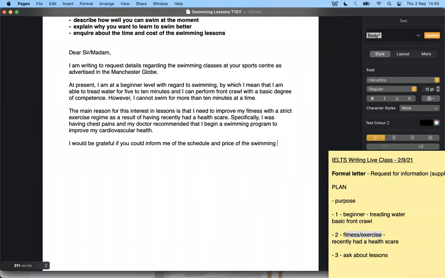What's another word for cost? Oh no, we've already seen it. I think Jingzong put it up there. Price, the schedule and price of, now we could say the, could we be a bit more specific than the? Could we add two letters onto the end of this article, now that we've referenced them once already?